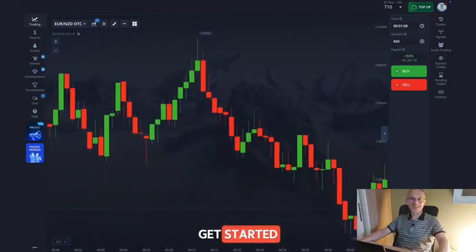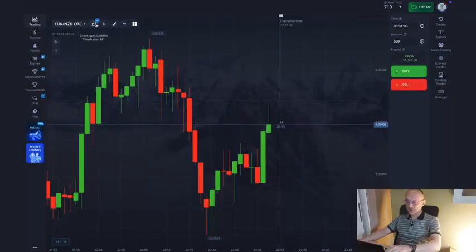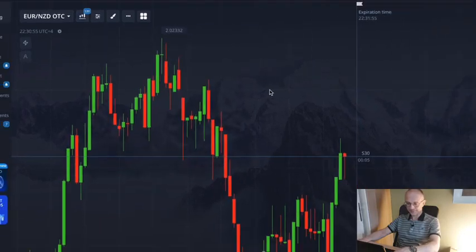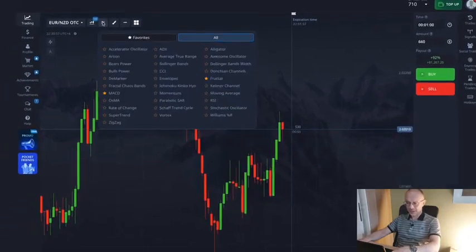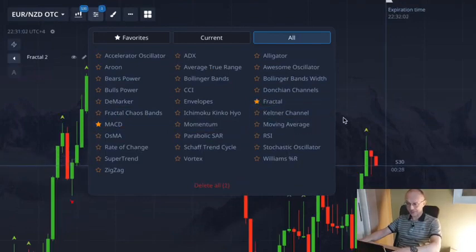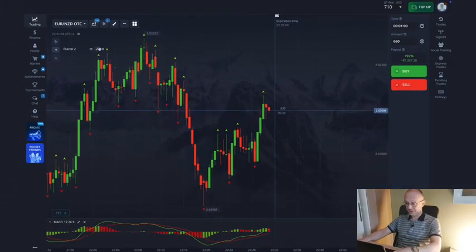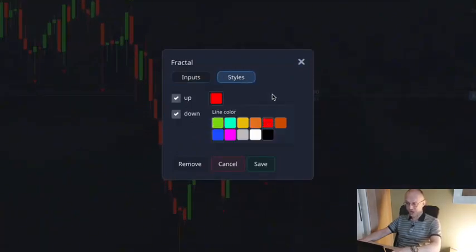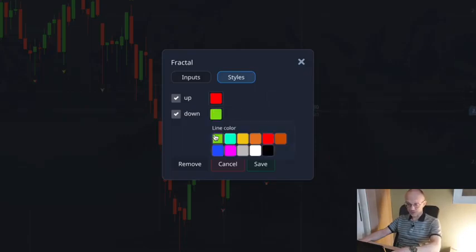So, let's get started. First, let's prepare the tools for work. I'm setting classic candles. The time frame is 30 seconds. Let's go to the Indicators tab and select the MACD and the fractal. Let's configure the fractal first. Set the period to 3, go to Style, set the upline to red and the downline to green, and save.